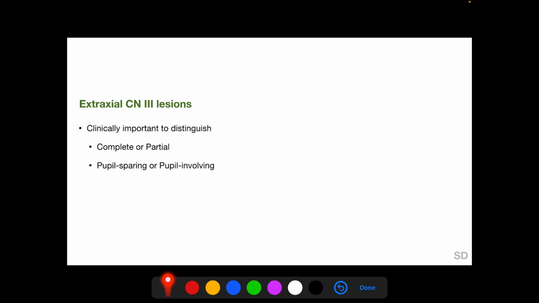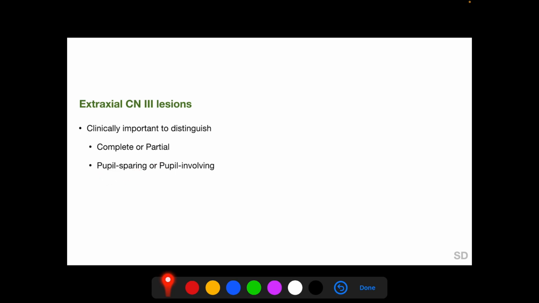Starting with the lesions in the extraaxial portion of cranial nerve 3, when encountering a patient with CN3 lesion, it is very important to clinically distinguish whether the CN3 lesion is complete or partial and whether it is pupil-sparing or pupil-involving. In a complete CN3 lesion, all the muscles supplied by the third cranial nerve are involved and paretic, whereas in a partial CN3 lesion, only few of the muscles supplied by the cranial nerve 3 are paretic and the remaining muscles appear functionally normal.